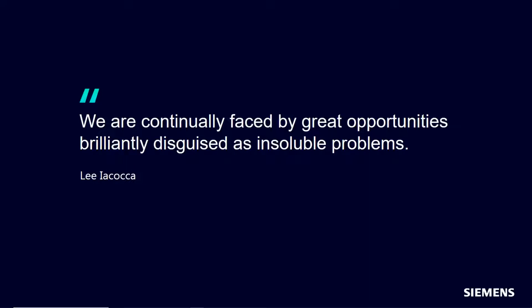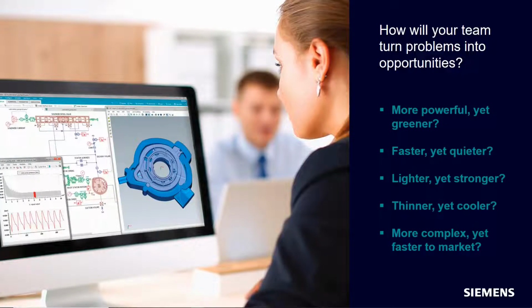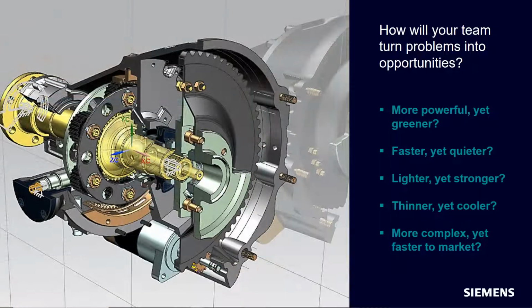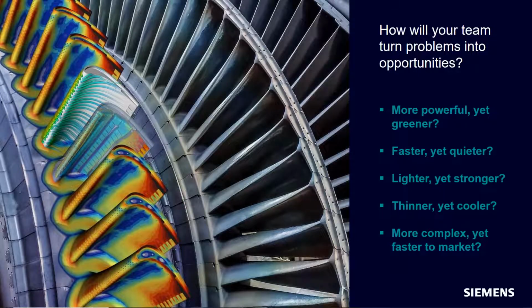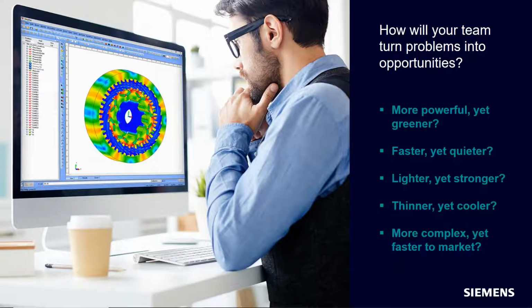Lee Iacocca, though, had something pretty interesting. He said that there are all these great opportunities. They're all in front of us. It's just that they're disguised, they're hidden as problems with no solutions. So just think about that for a moment, some of the problems that we're facing right now. Maybe we want to make something that's more powerful and yet it's better for the environment. It's faster and yet quieter, lighter yet stronger, thinner yet cooler, more complex, yet we can get it to the market faster.